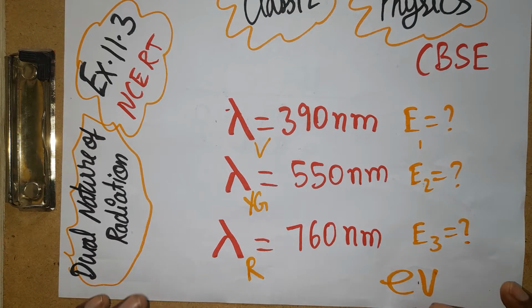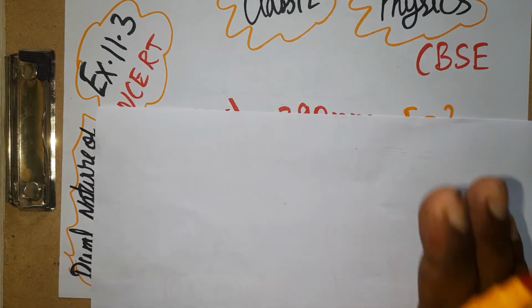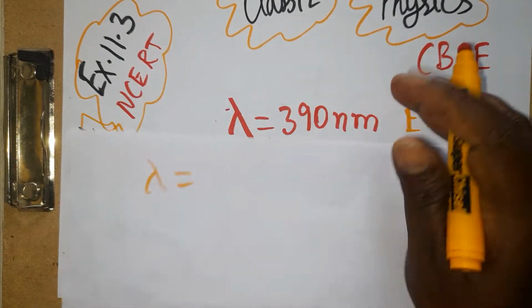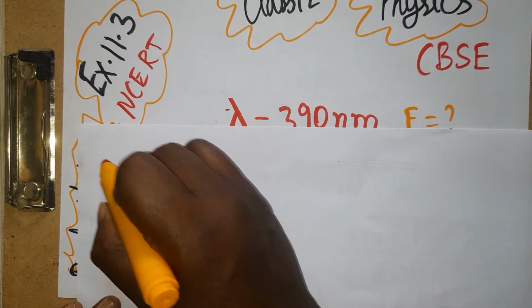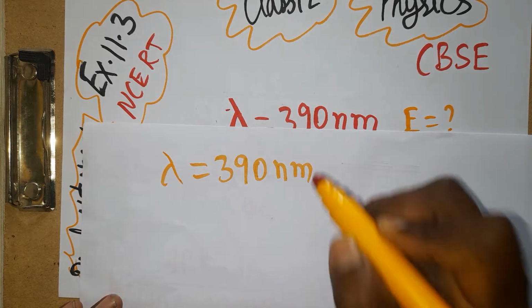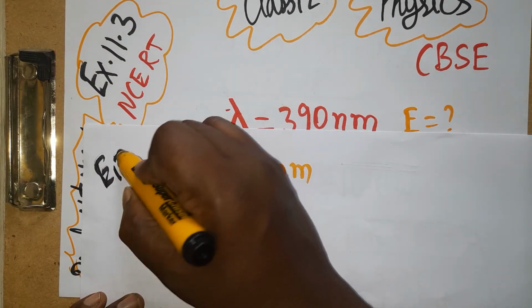The next question, the second question, you have to refer to the tabular column. First we will complete the first question, wavelength to energy. So the first question we will do. I am going to calculate the E1 energy. The wavelength is 390 nanometer. I am going to teach including the mathematical calculation.